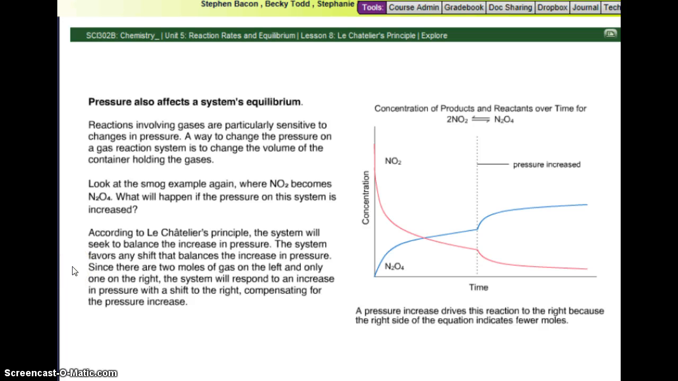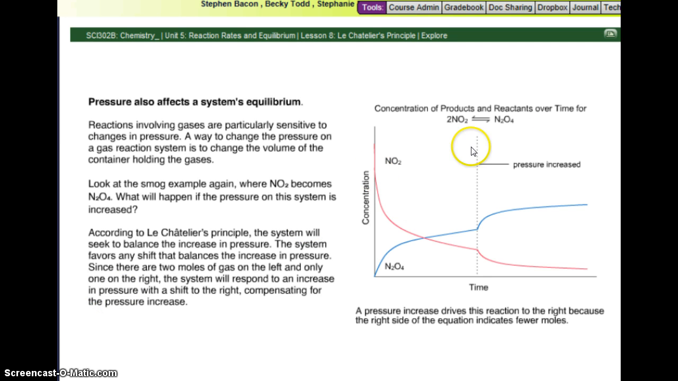Since there are 2 moles of gas on the left and only 1 mole on the right, okay? And that's because of the balanced equation. So we have 2 moles of NO2 for every 1 mole of N2O4. So we're using the coefficients. Since there are 2 moles of gas on the left and only 1 on the right, the system will respond to an increase in pressure with a shift to the right, compensating for the pressure increase.